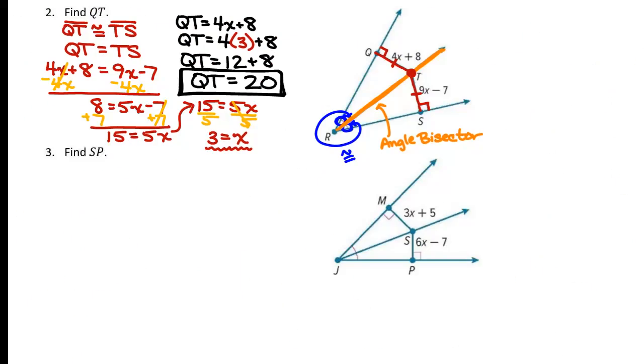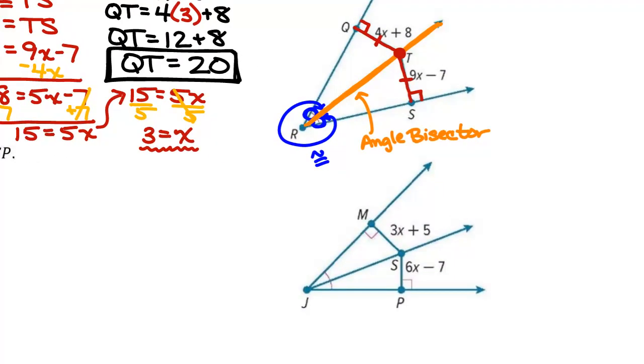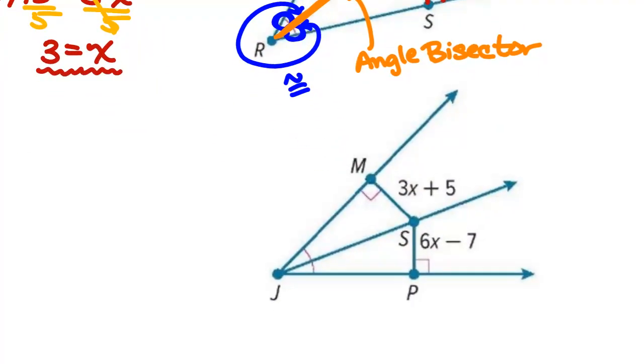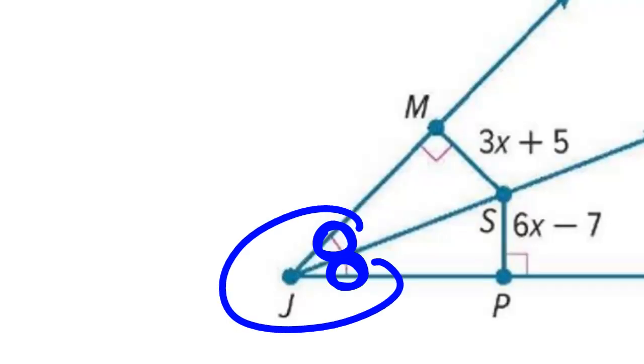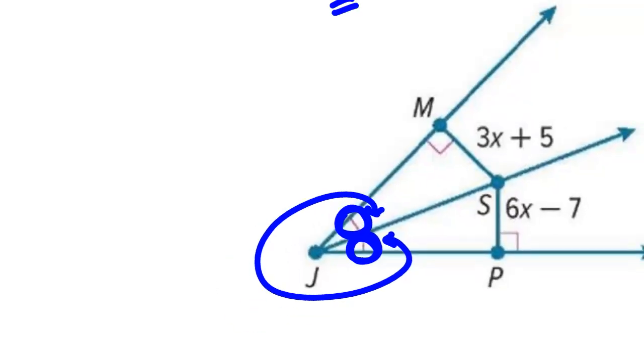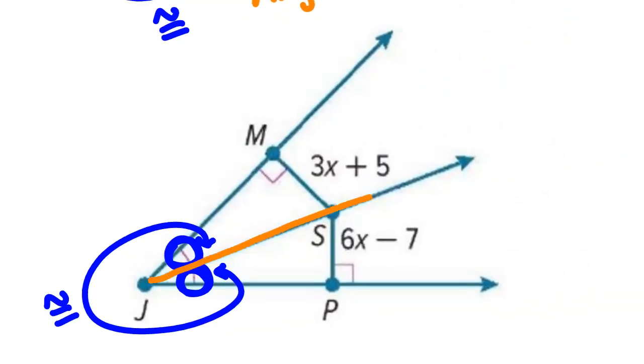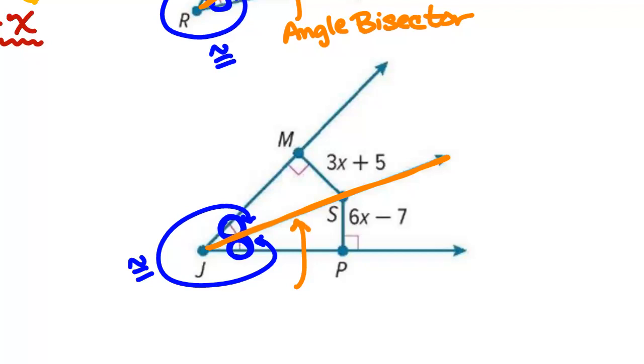All right. Let's look at number 3. We're going to find the length of SP. First thing I notice about the picture is these arc markings down here by J. What do those arc markings mean? Congruent. These two angles here are congruent. So what do we call the ray that's right in between them then? An angle bisector.